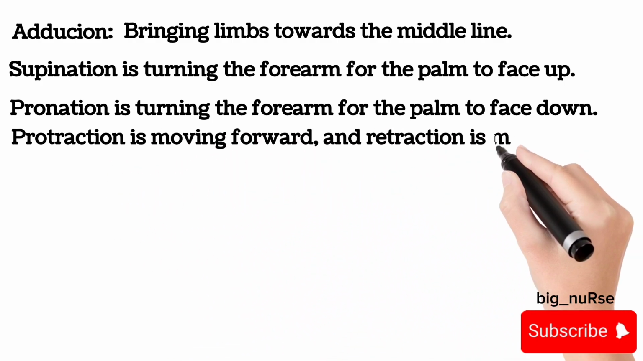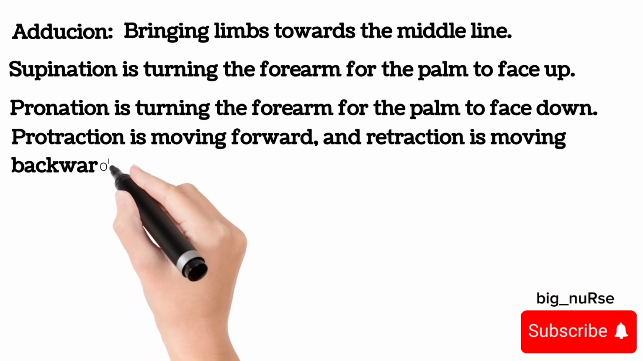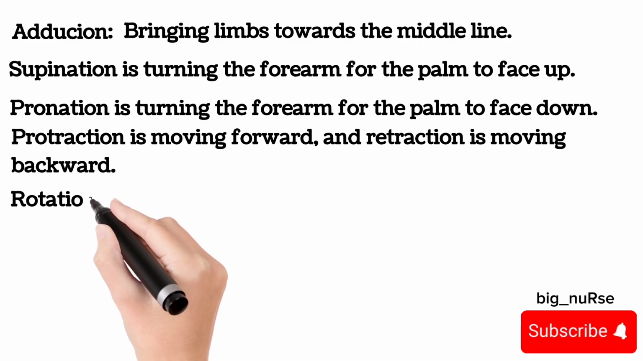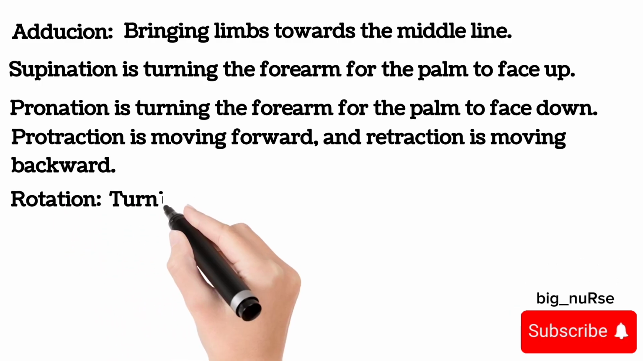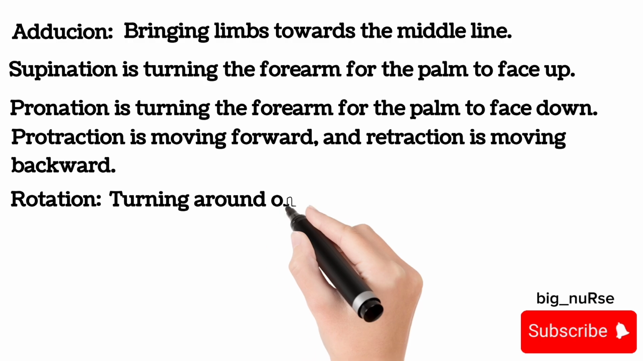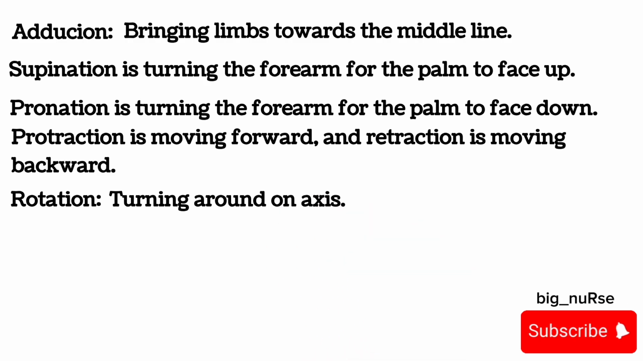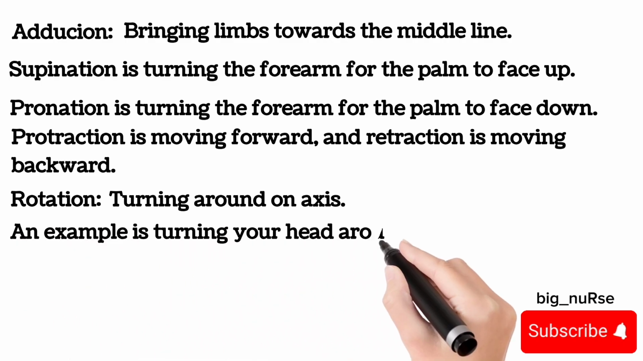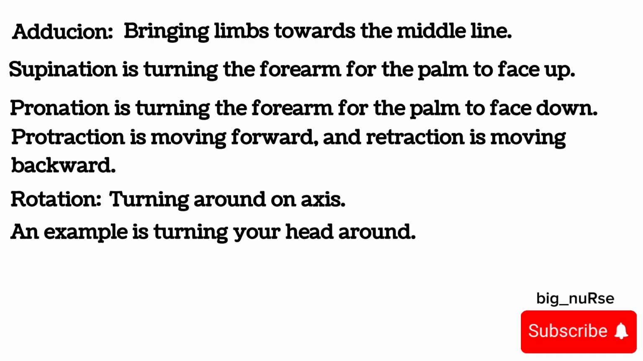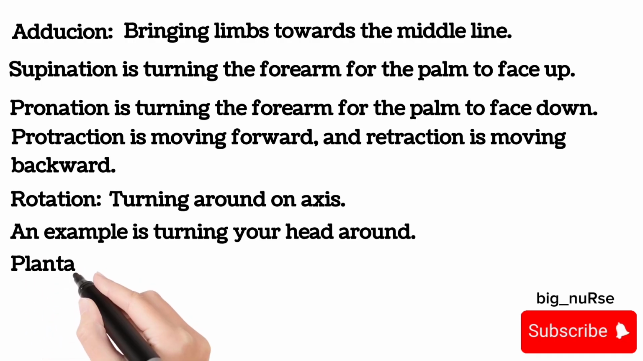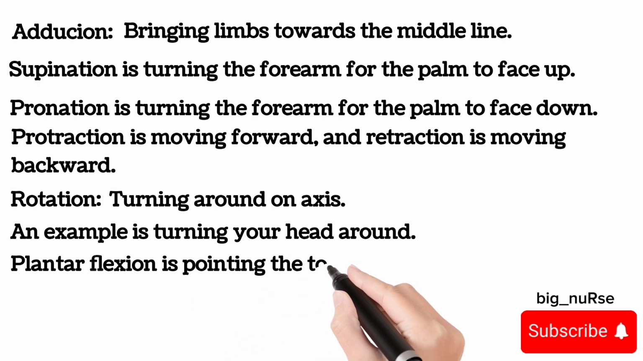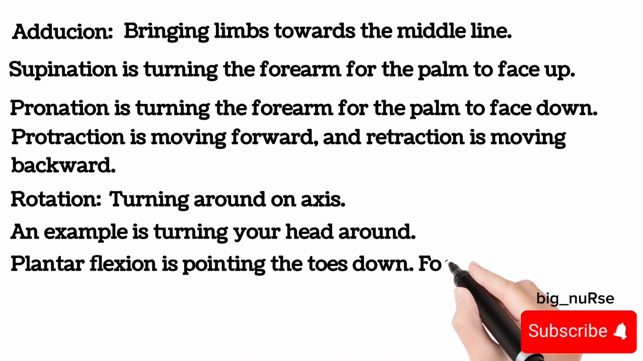Protraction is moving forward and retraction is moving backwards. That means when a car comes to a sudden stop, you jerk forward, and when a motorbike suddenly moves, you move back. Rotation is turning around an axis. A clear example is when you turn your head. Maybe somebody calls you and you are trying to locate the person or where the voice is coming from. That's rotation.